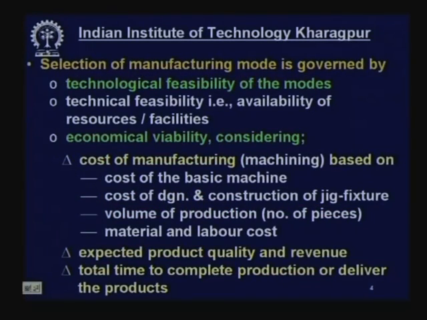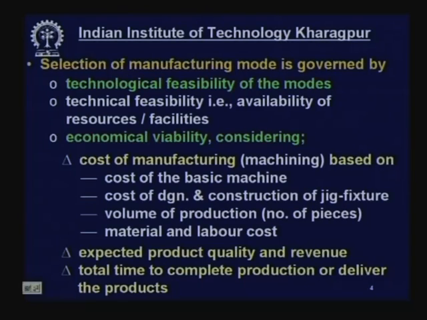Now, out of these three, we have to select one. Selection of the manufacturing mode is governed by some factors, based on which we shall select the mode for a particular production task. First is technological feasibility of the modes. There is a machining task, and there are three modes possible. We have to check whether these three modes are technologically feasible for the task or not.